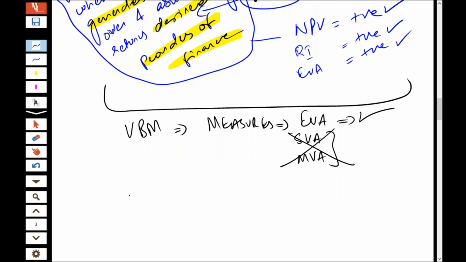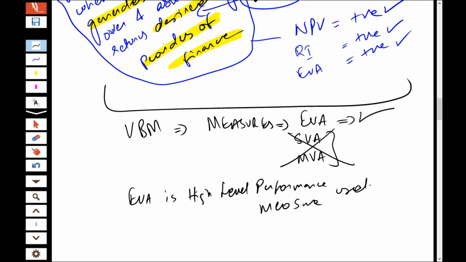So first of all, you need to understand that EVA is a high level performance measure used in VBM. When it comes to value based management and EVA, the important thing is that value based management and EVA are not the same thing. EVA is part and parcel of value based management. So if you are implementing value based management in any organization, that means EVA could be one of the ways of using it.